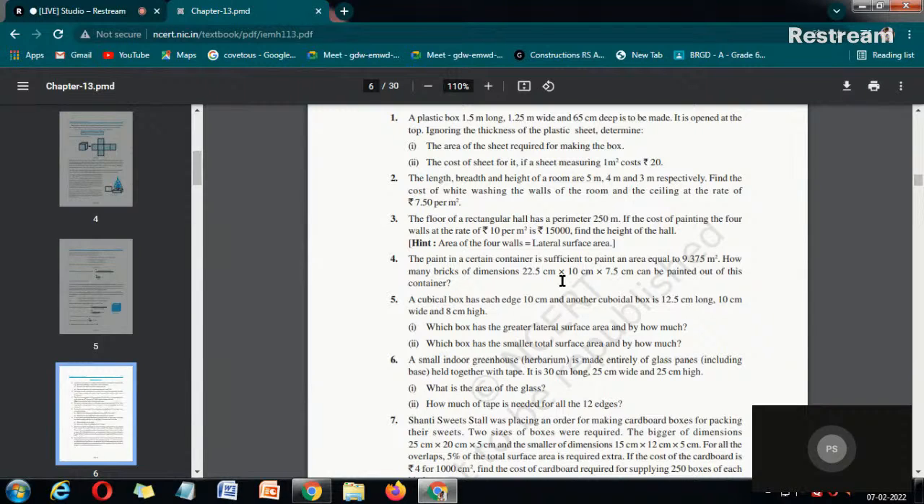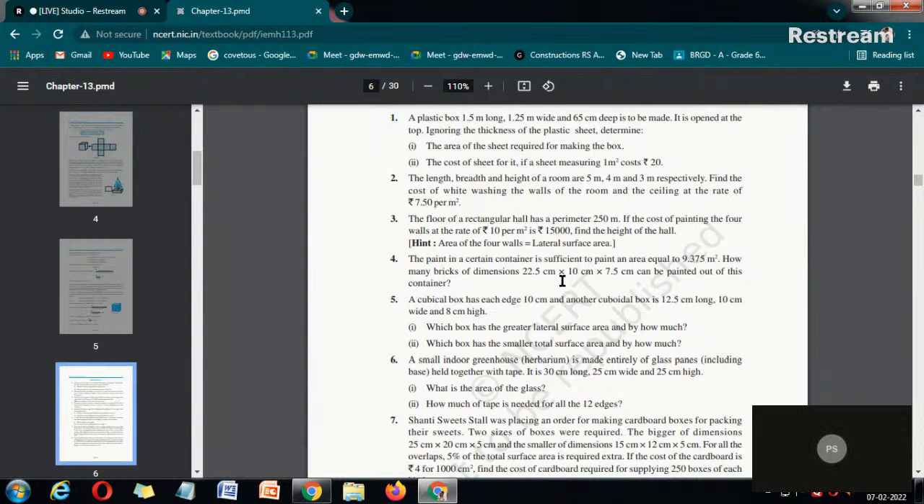The paint in a certain container is sufficient to paint an area equal to 9.375 meter square. How many bricks of dimensions 22.5 centimeter into 10 centimeter into 7.5 centimeter can be painted out of this container? Here the dimensions: length 22.5 centimeter, breadth 10 centimeter, height 7.5 centimeter. This is of a brick.